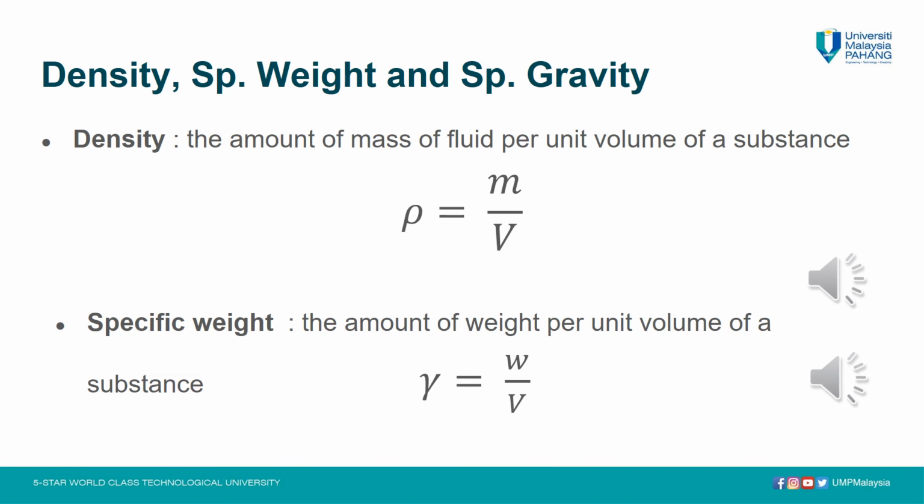Specific weight is the amount of weight per unit volume of a substance. Using the Greek letter gamma, γ, for specific weight, we write γ = w/V, where V is the volume of the substance having the weight w. The units for specific weight are newtons per cubic meter, N/m³, in the SI system, and pounds per cubic foot, lb/ft³, in the US customary system.